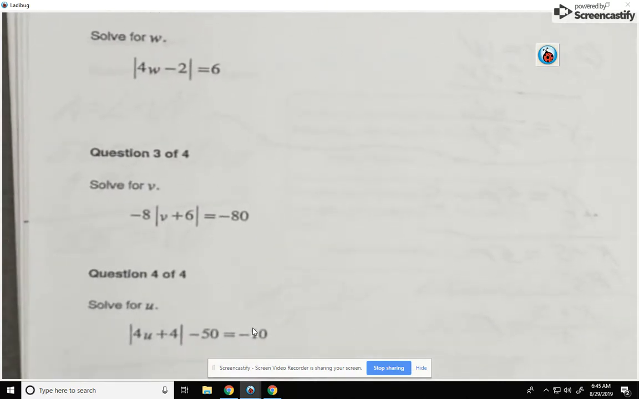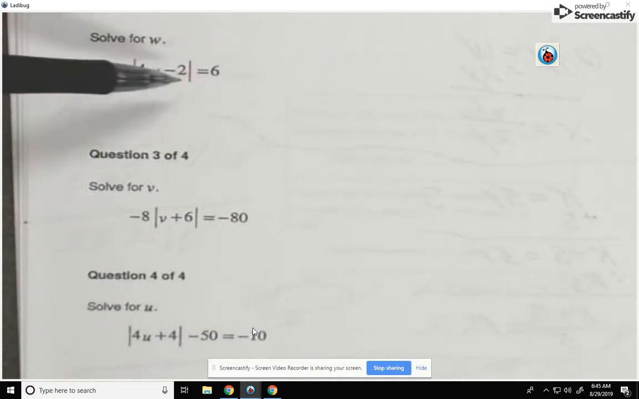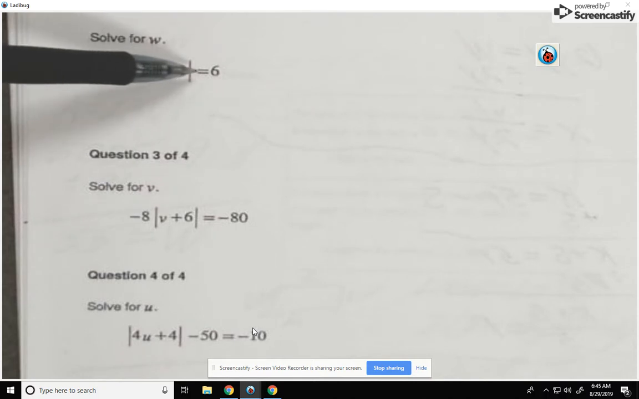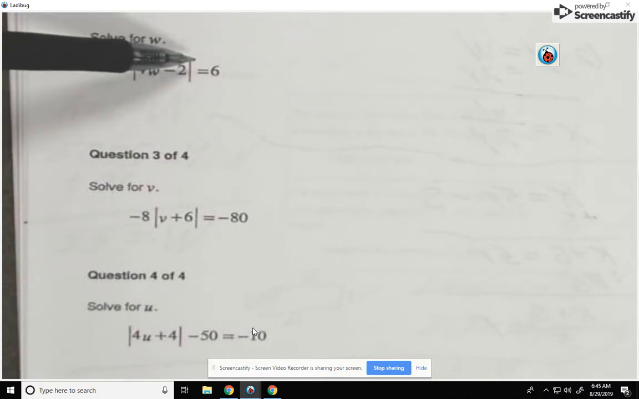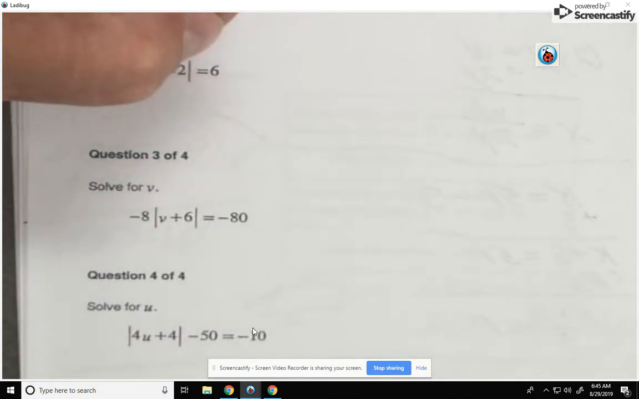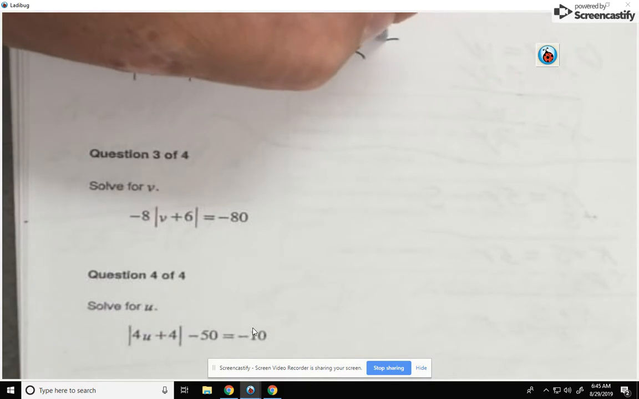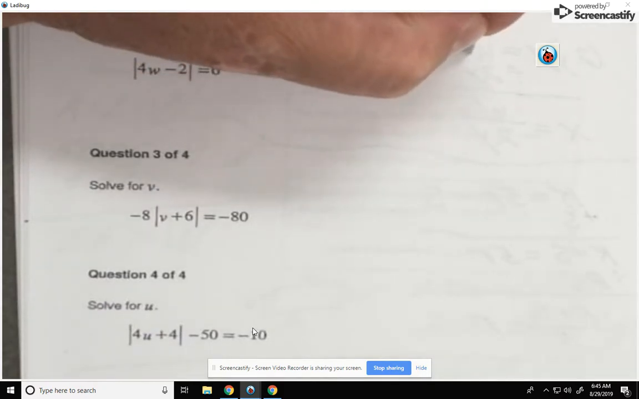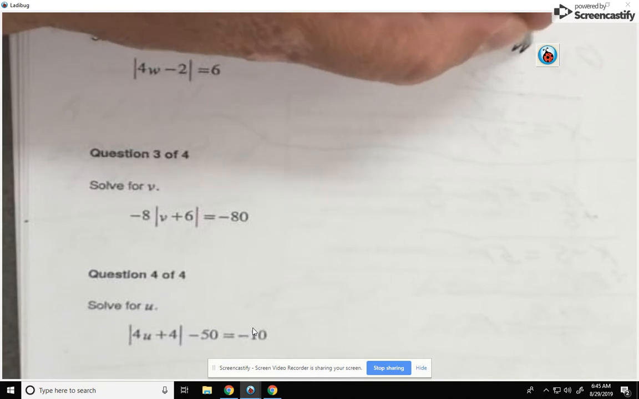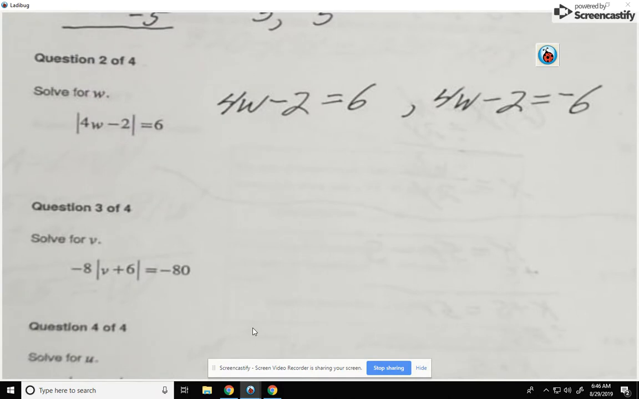Okay, question 2 is a little bit more difficult, but here we have the absolute value of 4w minus 2 equals 6. Okay, there's nothing outside of our absolute value symbol, so right now we're good. So the first thing we do is we go ahead and split this into two equations. We get 4w minus 2 equals 6. We also get 4w minus 2 equals a negative 6. Okay, so we have two separate equations and we're going to get two separate answers.